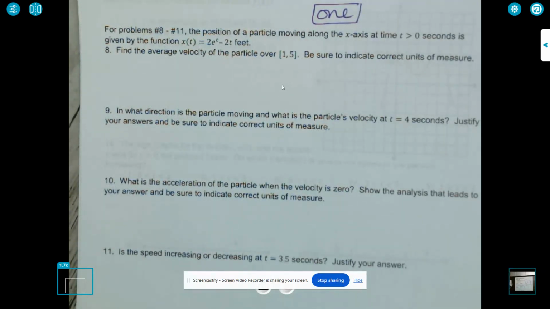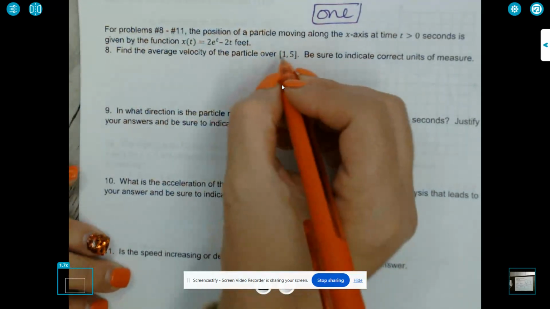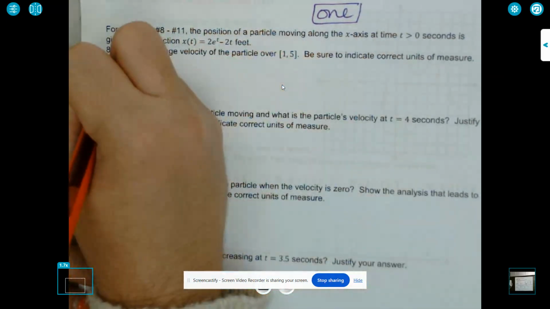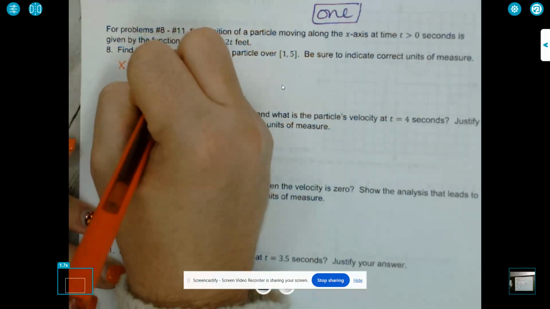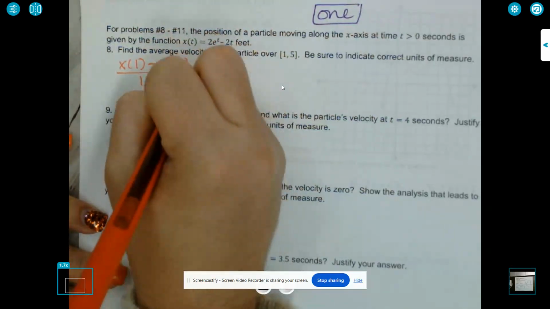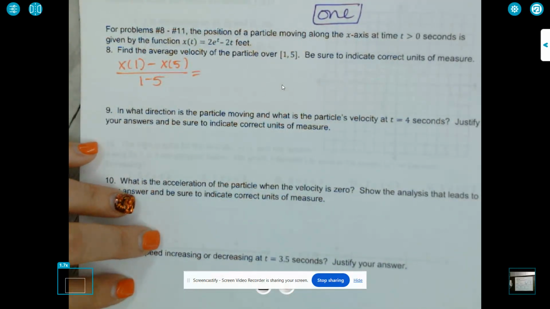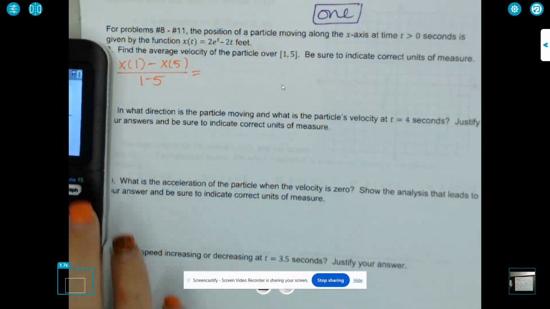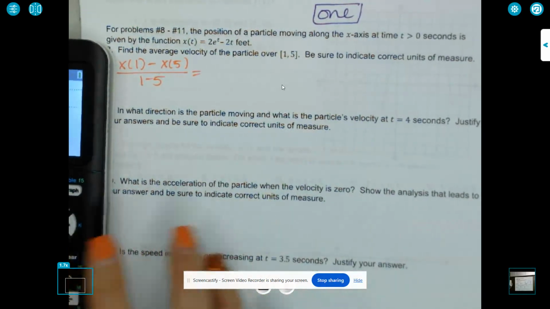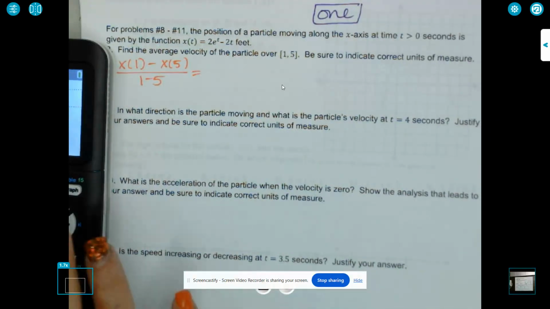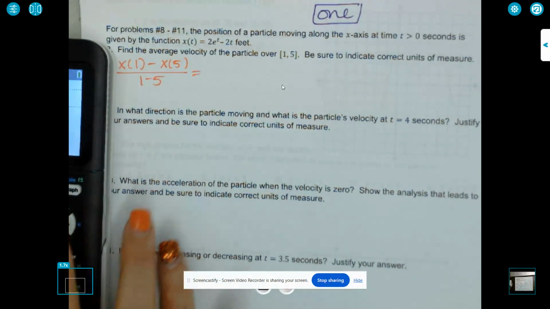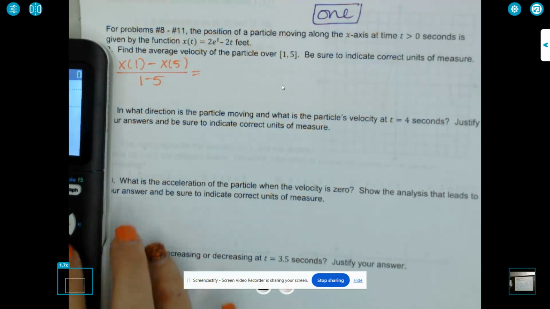All right, so over the interval 1 to 5, we are going to do our formula. So look at the secant with 1 and 5 up here: x of 1 minus x of 5 over 1 minus 5. Okay, and we will plug all that in. Again, you don't have to do this. I've got it written out by hand, but we could put it into our calculator: 2e to the x minus 2x.